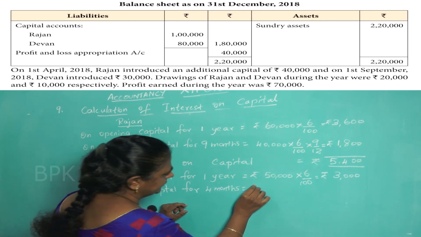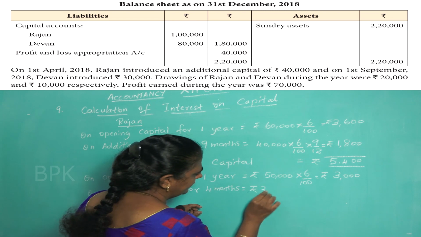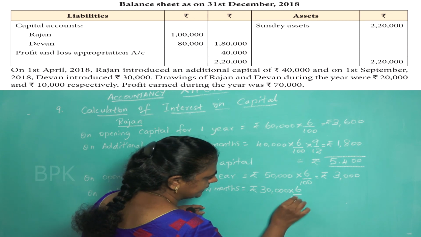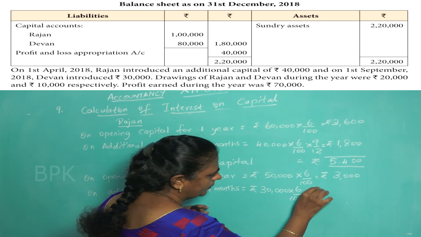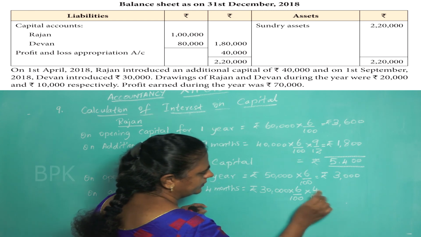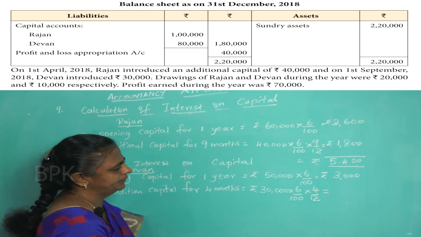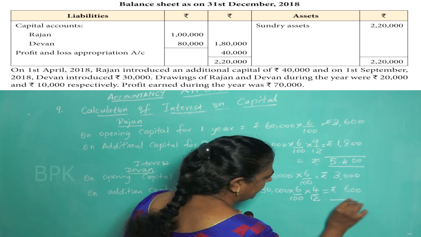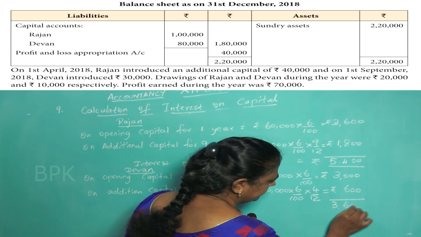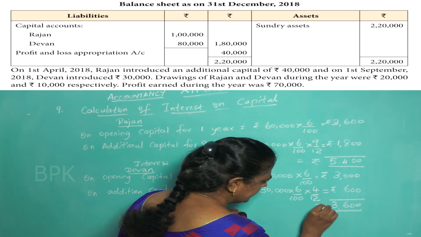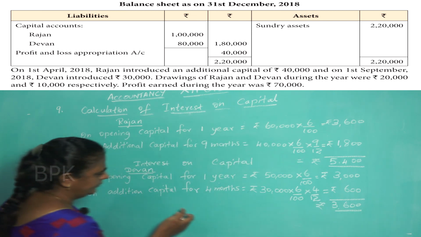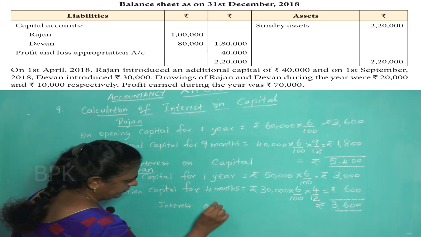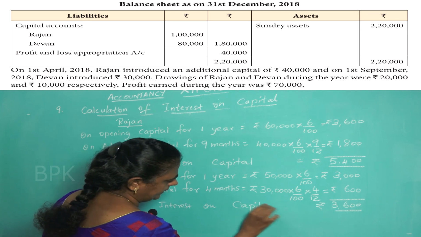Okay. So additional capital 30,000 into 6 by 100, 6% interest into 4 by 12. Okay. So that will give you, calculate, that will give you 600 rupees. So add both. Rupees 3,600 interest on capital of day 1.